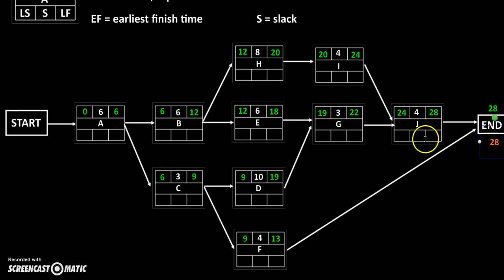So what we're doing now is calculating this LF value, which is the latest finish date. What is the latest day that J can finish to finish on time? Well, if on time is 28 days, then the latest J can finish is on day 28. So if we want J to finish at the latest on the 28th day, then at the latest it should start on the 24th day, because J takes 4 days to finish.